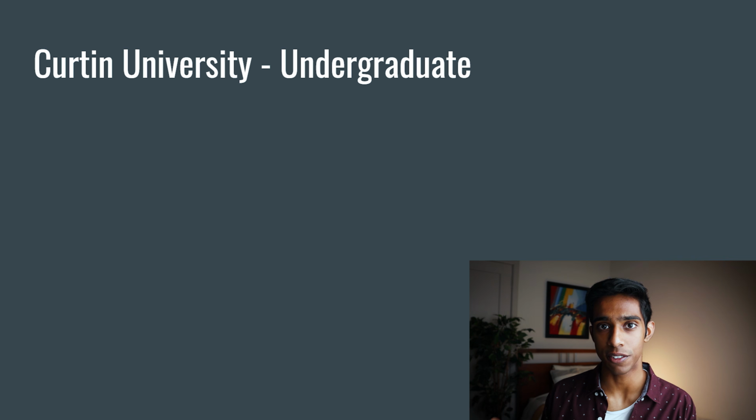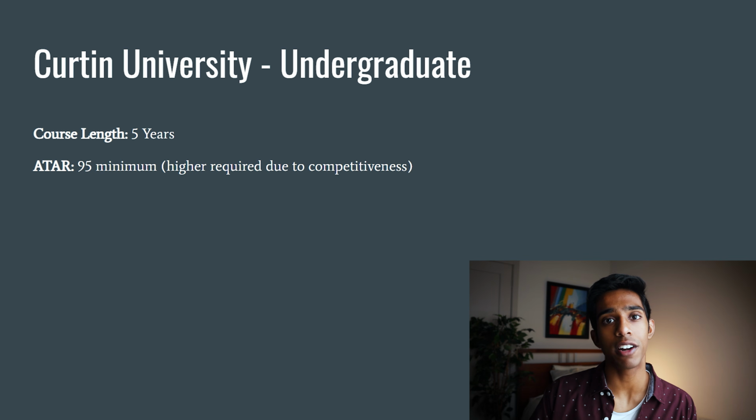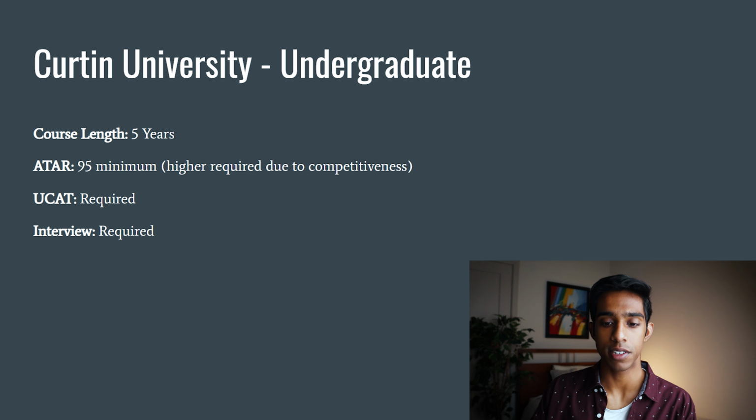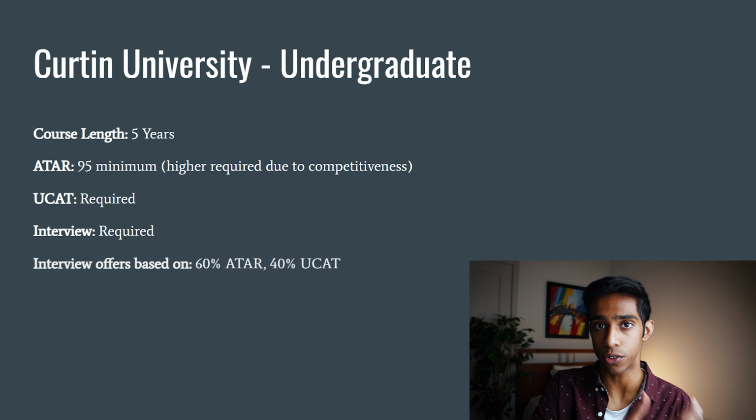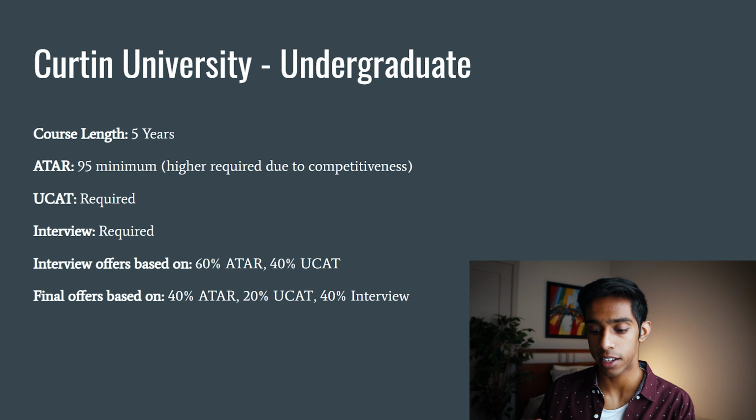The next university that I'll talk about in Western Australia is Curtin University, which offers an undergraduate medical program. The length of this course is 5 years, and the ATAR required is 95 minimum, and you are required to do a UCAT and an interview to get in as well. Your interview offers are based on 60% of your ATAR and then 40% based on your UCAT.